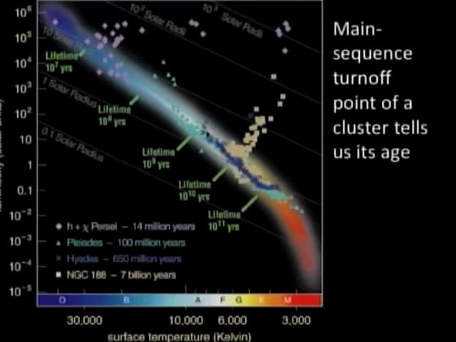Now the Hyades is another cluster, shown as these blue crosses here. You don't see any A stars anymore in the Hyades. So that tells us all the A stars have already left the main sequence. That tells us that the age of the Hyades is about 650 million years.